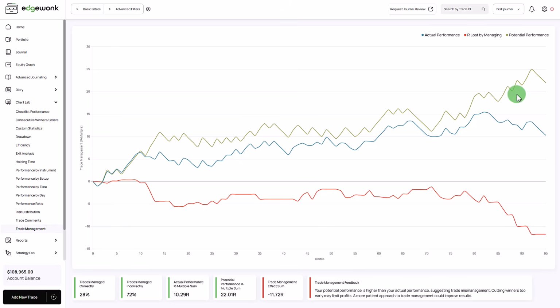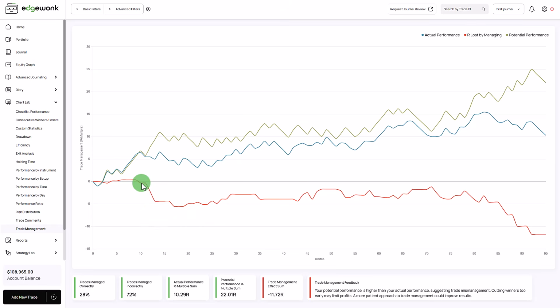You can see whenever the green is above the blue line, this will give you this red trade management feedback box. And it's also a negative trade management effect here. And this is a very, very good finding, though. This has just recently started, whereas in the past, the two lines more or less moved parallel.